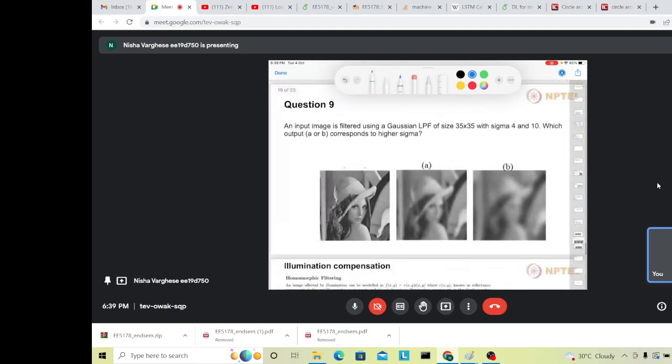Next question: an input image is filtered using a Gaussian low pass filter of size 35 by 35, with sigma 4 and 10. Which output corresponds to the higher sigma? When the standard deviation is low, we get this type of structure; when the standard deviation is high, we get this type of structure, right? This red one is giving more weightage to the far away pixels also.